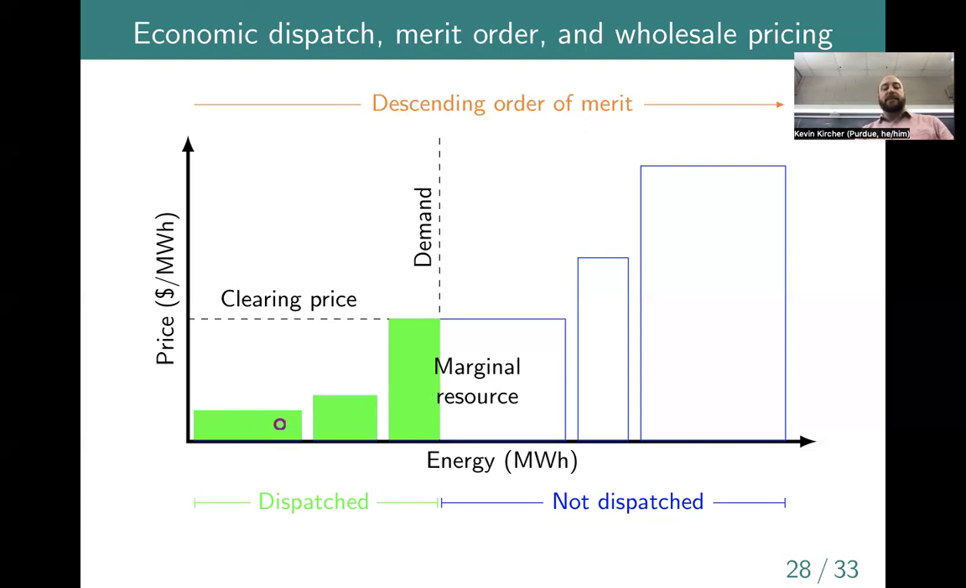Another way to do this would be to say, well, you offered it at $10 a megawatt hour, so we will pay you $10 a megawatt hour. That would be another way to do this. But for whatever reason, this is the way that US power systems work.